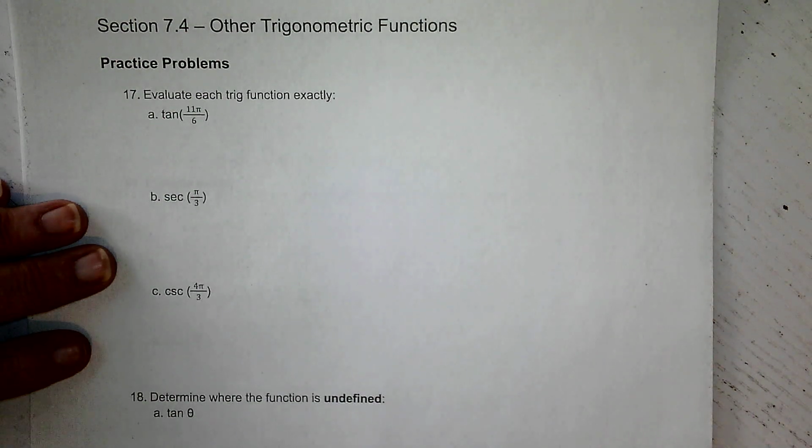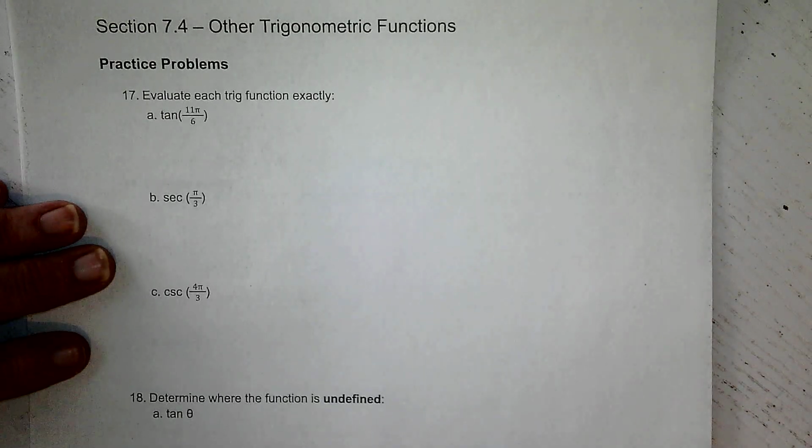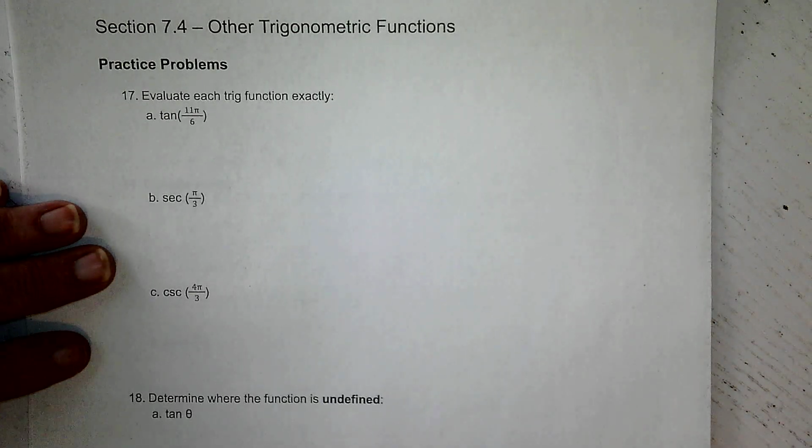Okay, let's finish up section 7.4 review for exam 4. It says evaluate each trig function exactly, so that means no decimals. I want the answer to be in fractional form. So tangent of 11 pi over 6.